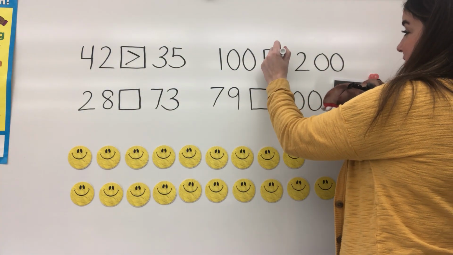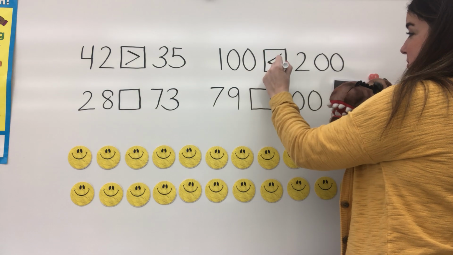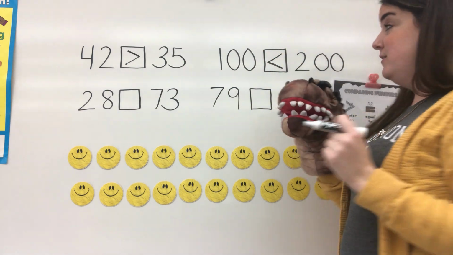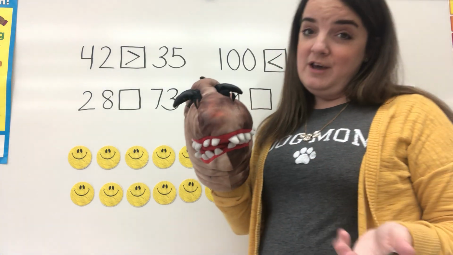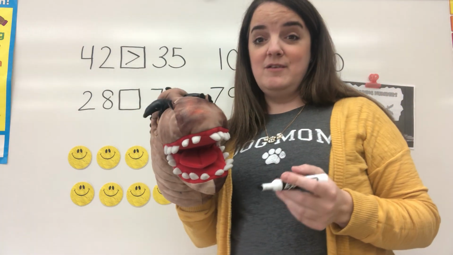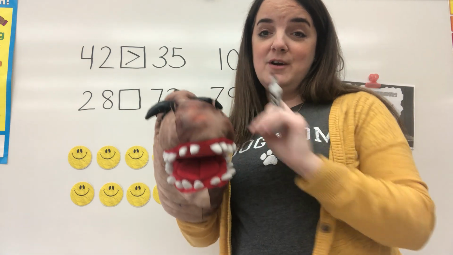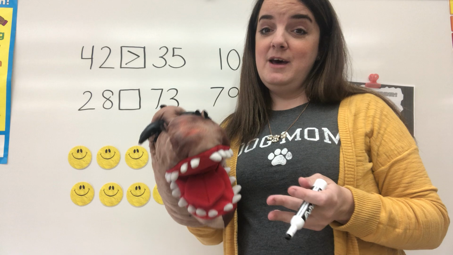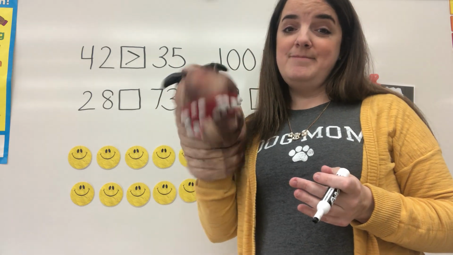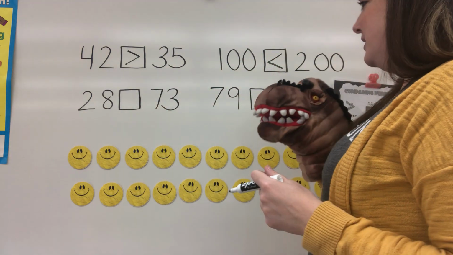So Mr. Dinosaur ate number 200. That means we're going to draw the symbol towards the 200. So 100 is less than 200. 100 is a good number, but 200 is more. And Mr. Dinosaur, he loves to eat the bigger number. Right, Mr. Dinosaur?